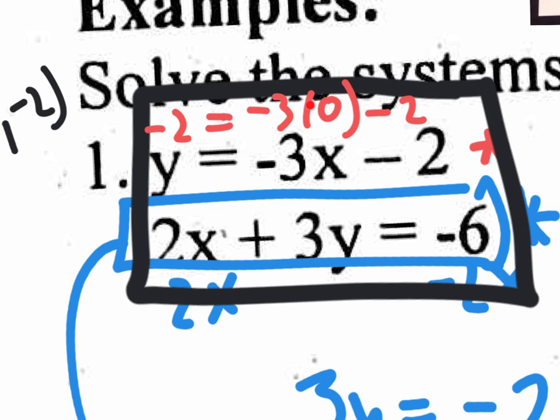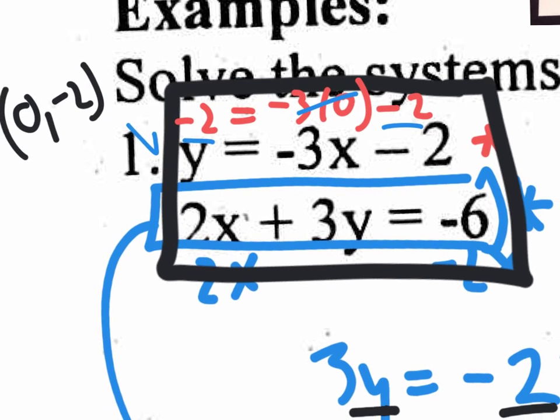Negative 2 equals, that cancels out, doesn't it? So negative 2 equals negative 2. Does it work? Yes, it does. It works for the top one. Now let's check the bottom one. Let's see if it works on the bottom one.